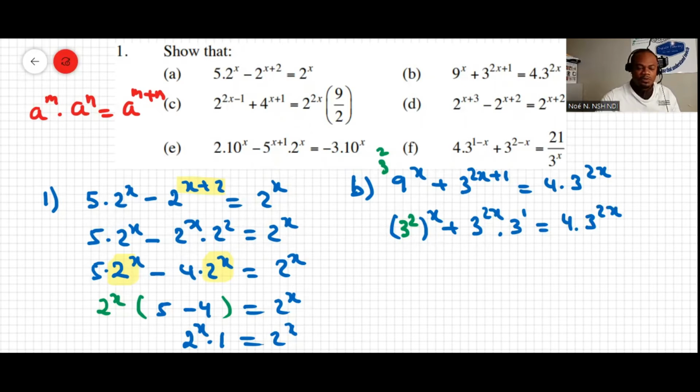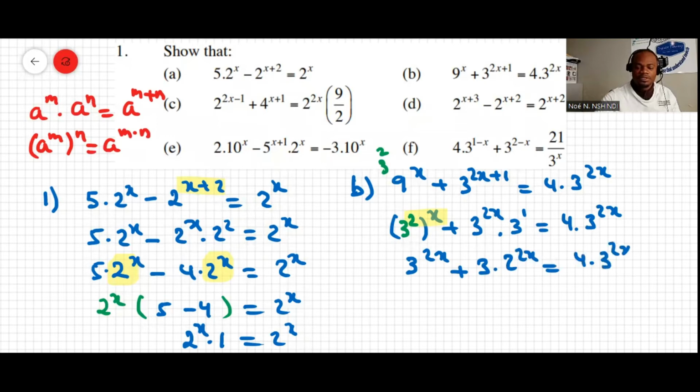Then there's another law of exponents which I'm going to write here. That says a to the m all to the n equals a to the m times n. Now this is the case we're going to apply over here. 3 to the 2 all to the x will make 3 to the 2x plus, there I can write 3 in front, so 3 times 2 to the 2x equal to 4 times 3 to the 2x.